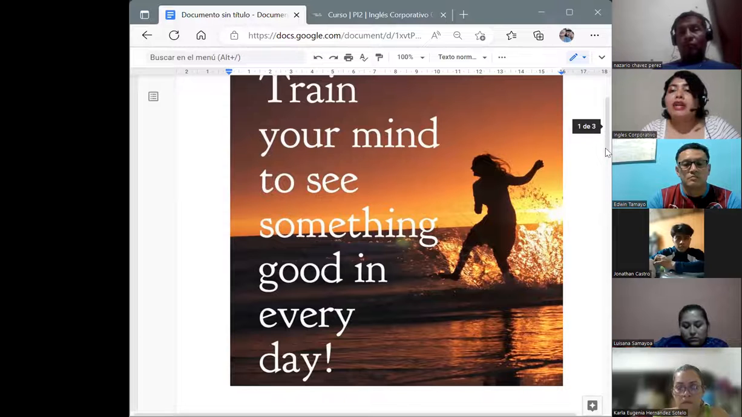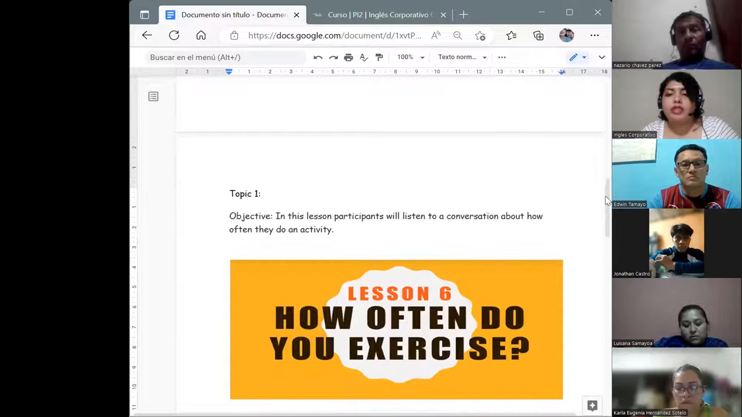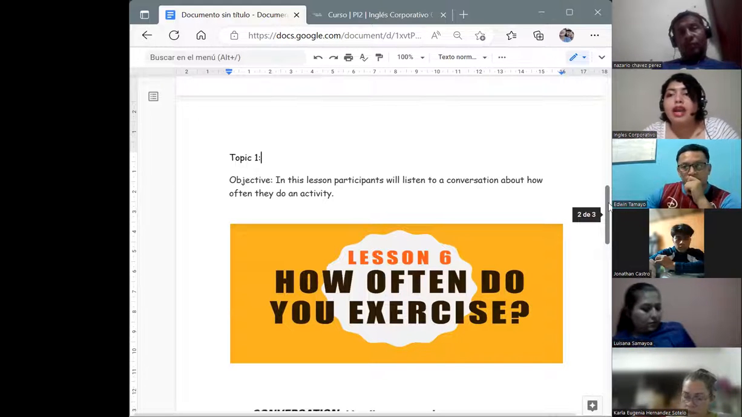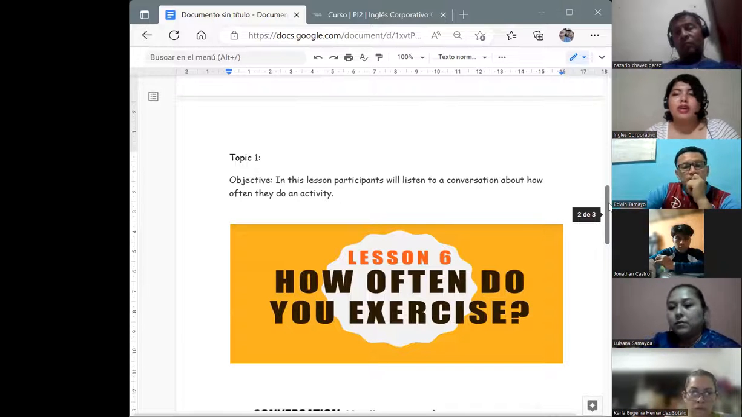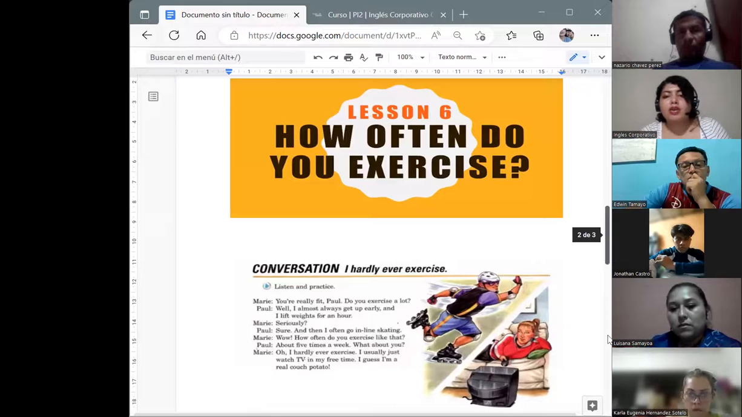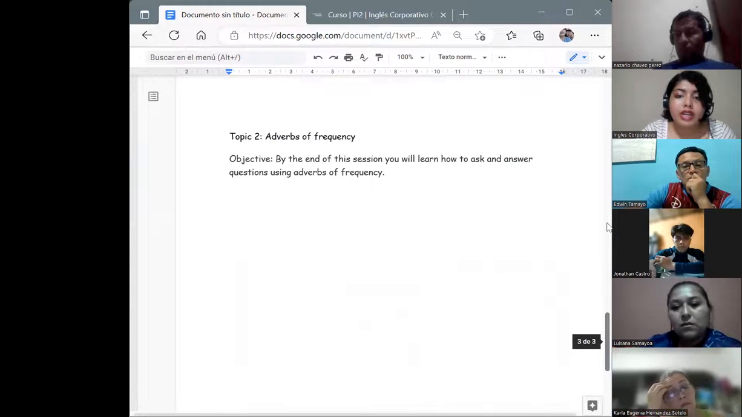So, we have a question here, but first we have our objective. In this lesson, participants will listen to a conversation about how often they do an activity. We're going to talk about how often. So in this case, you know, which kind of topic we can develop, and we're going to see the second one. The second one is related to adverbs of frequency.